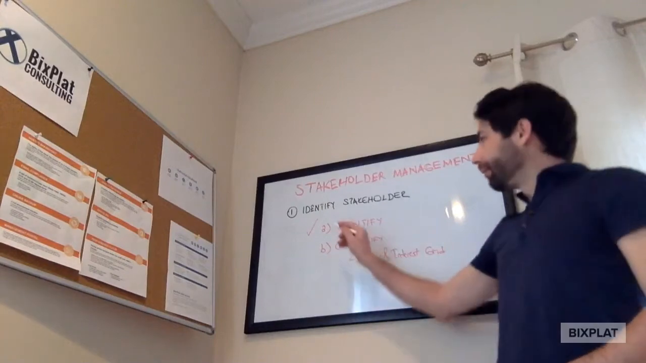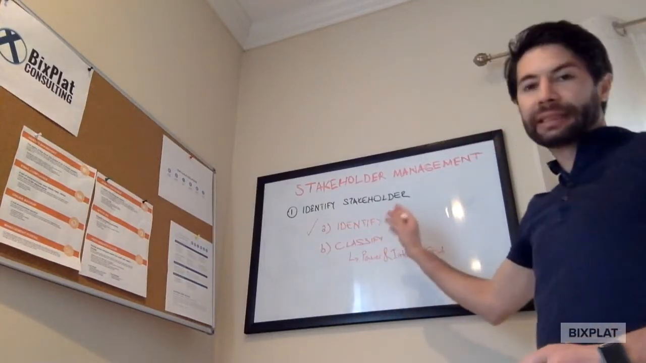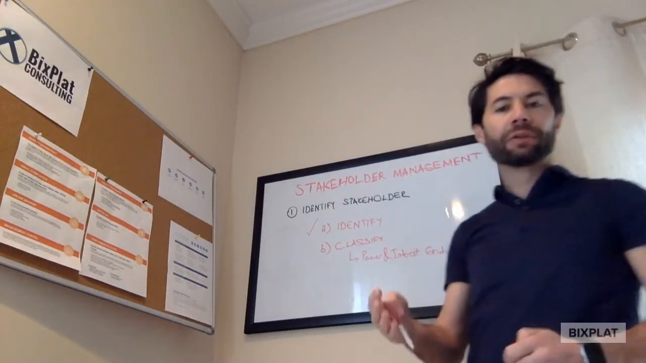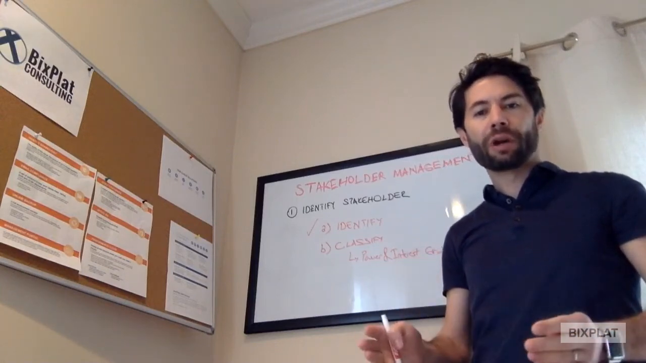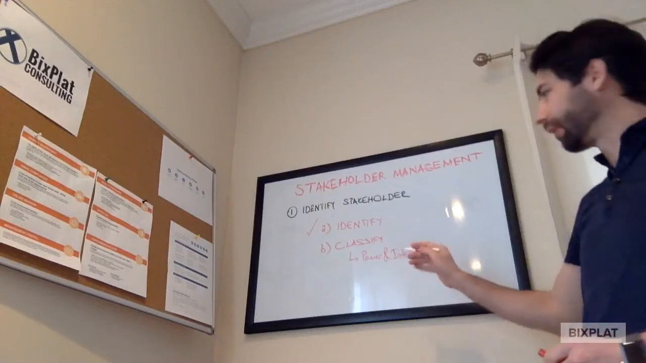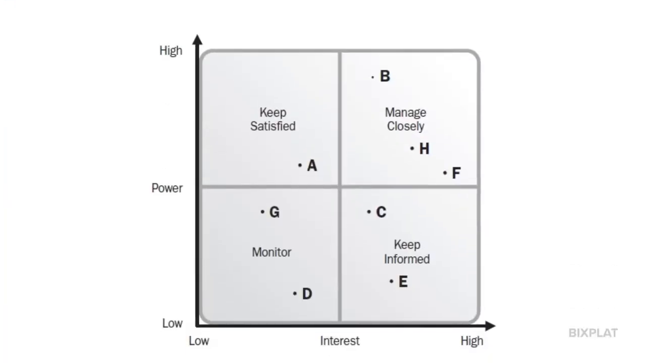Well, we identified the stakeholders. What's next? The next important thing is to classify the stakeholders. We should classify the stakeholders according to their potential impact on the overall project success. One nice tool we can use to classify the stakeholders is the power and interest grid.